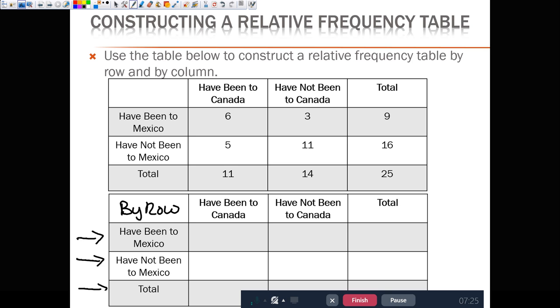So we have 6 in this spot here, and the total of this row is 9. So our ratio is going to be 6 over 9. And then we're going to find that as a decimal, which would be 0.66 repeating. And if we round, we always round to the nearest hundredth, so it's going to be 0.67. My next ratio is going to be 3 over 9. What is 3 over 9 as a decimal? 0.33.